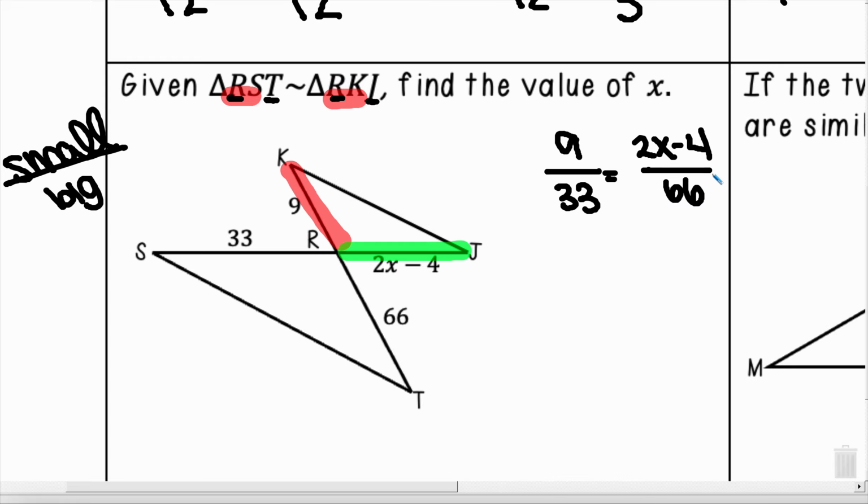There are a couple different ways that you could solve this depending on what patterns you saw, but I'm going to go ahead and do the way that works every single time, and I'm going to cross multiply. So I'm going to say 9 times 66 equals 33 times 2x minus 4. If you want, you can use Desmos or you can go by hand. We'll go by hand just because. 9 times 66 is 594.